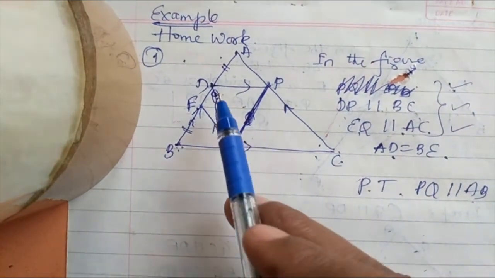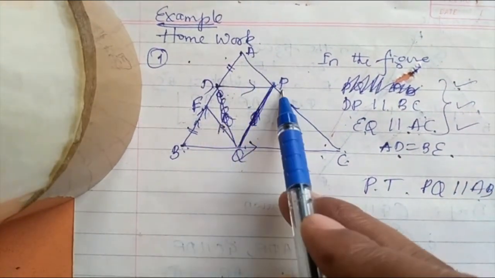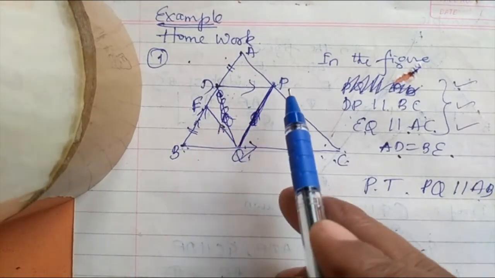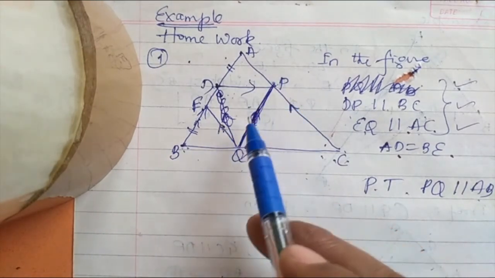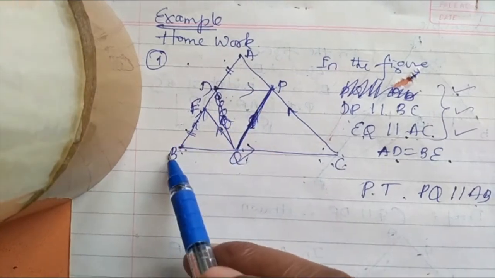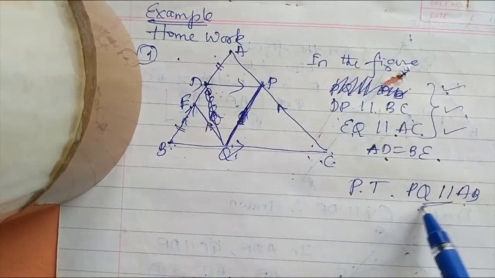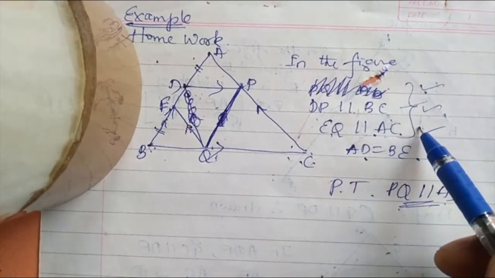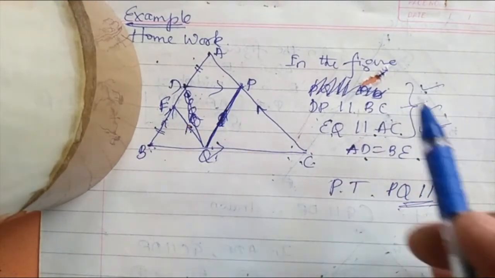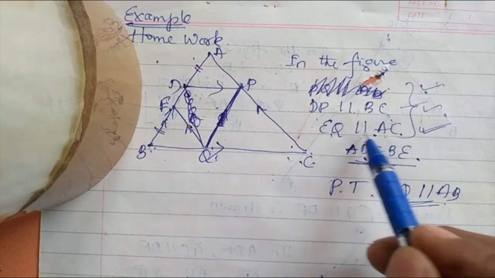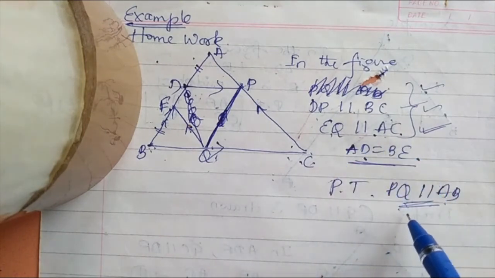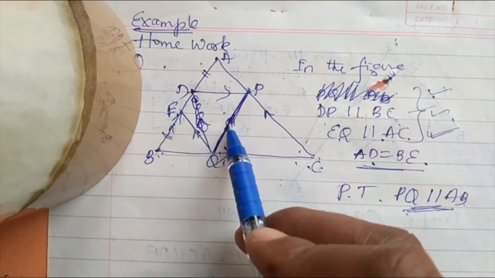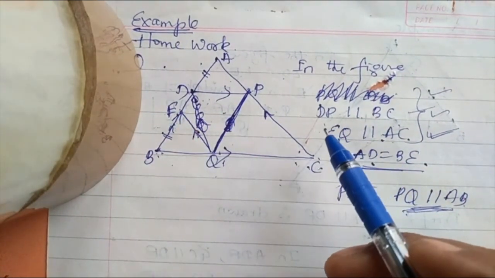Okay, got it? In this homework problem, DP parallel to BC is already given, these two arrow marks, and EQ parallel to AC, these two arrow marks also there. But PQ and AB are not parallel, you need to prove using converse. So first you write the BPT for these two parallel lines including triangle, and using this AD is equal to BE, finally you prove that PQ parallel to AB. To prove PQ parallel to AB, you have to follow converse BPT.